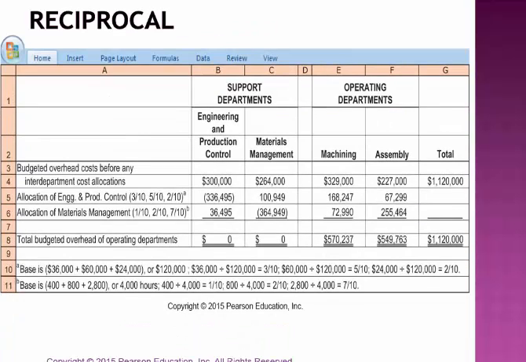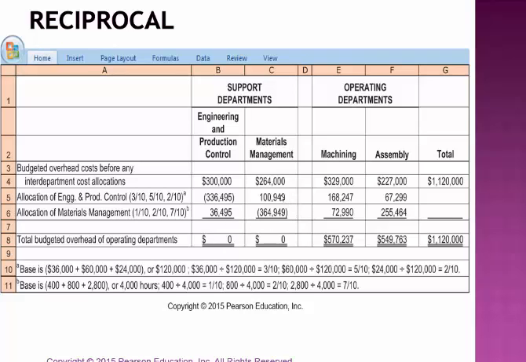Alright, so here's what that looks like. 300,000 minus the 336,495 based on how we solved for it and then allocated those numbers out to these other areas. And here is the materials management. They receive so much of that, plus machining, plus assembly. And then the allocation of the 364,949 out of materials management puts 36,495 back into engineering. Alright, but notice we had extra coming out. So that's how this works to make this go to 0.